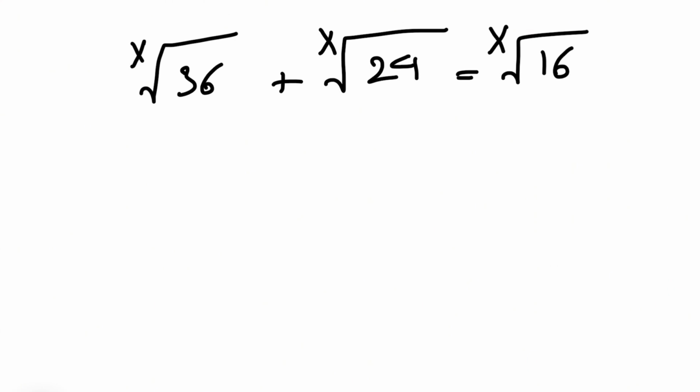So looking at this, we'll see that we have the x root on each of these terms. So let's start by dividing each side of the equation by the x root of 16. That way on the right side of the equation we can get 1, and we can go from there.